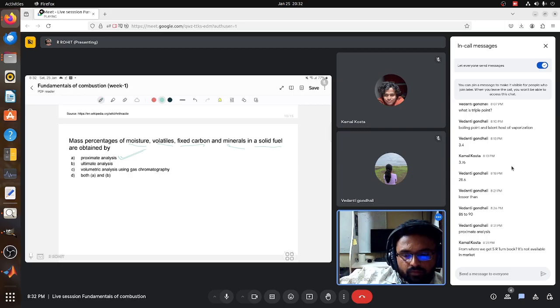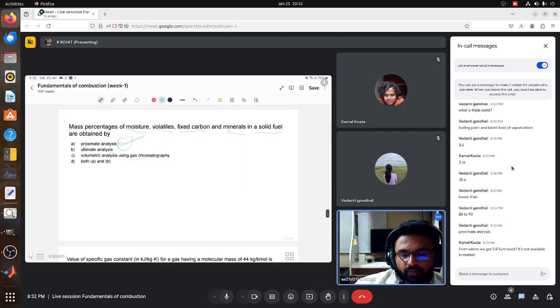So the question was: mass percentage of moisture, volatiles, fixed carbon and minerals in a solid fuel are obtained by approximate analysis. That's the analysis method used for separating out the moisture by heating it up. Then after heating you will get the volatiles out. Then the remaining fixed carbon and the minerals in the solid fuel are obtained using the approximate analysis. Gas chromatography and ultimate analysis give you the percentage of product compositions. So that's different. Approximate analysis is what we use.